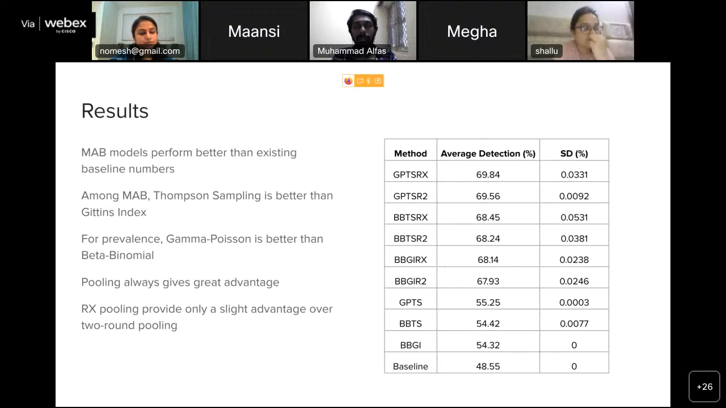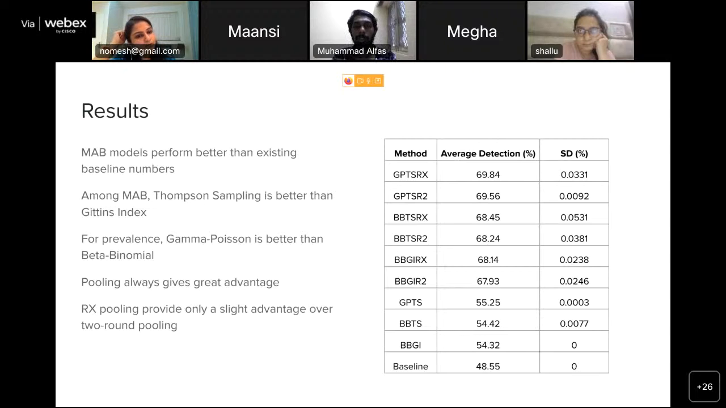The latest GP refers to the gamma Poisson prevalence estimation method, BB refers to the beta binomial Bayesian method, TS is for Thompson sampling, and GI is for Gittins index. Gittins index is only used with beta binomial because the index finding equation is only available for beta binomial. But Thompson sampling can be used along with any Bayesian method, as this is a sampling method.